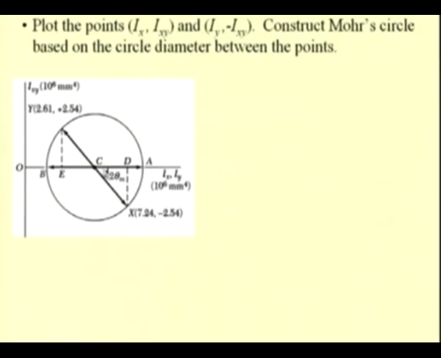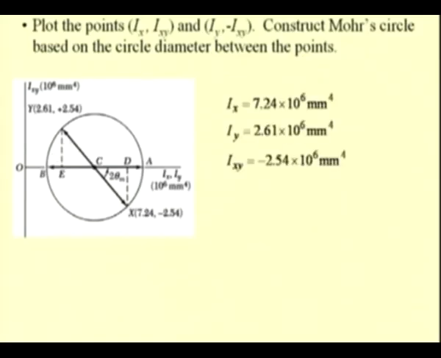Now, this diametrical line corresponds to the second moments and product of inertia for the given axis. Now, we can draw a circle passing through these 2 points. So, these are the values and we used them to plot this.